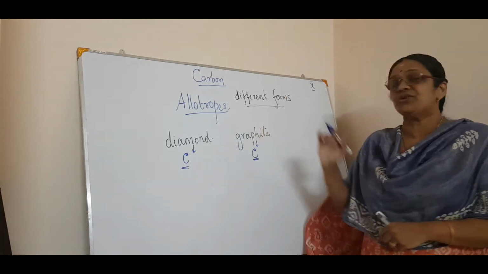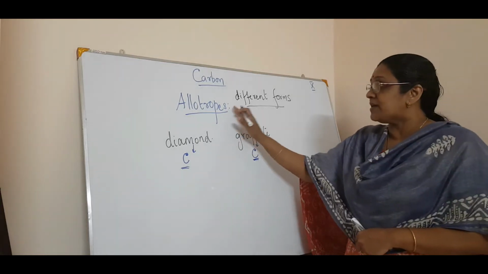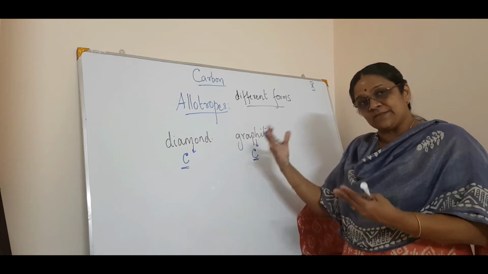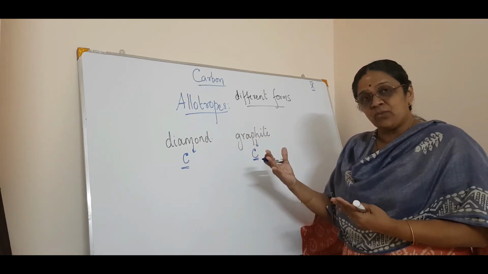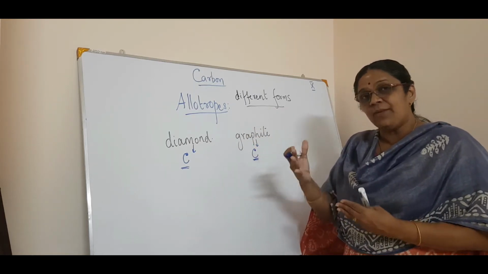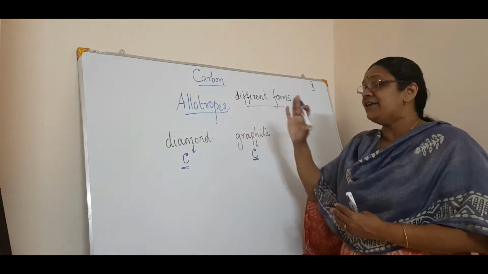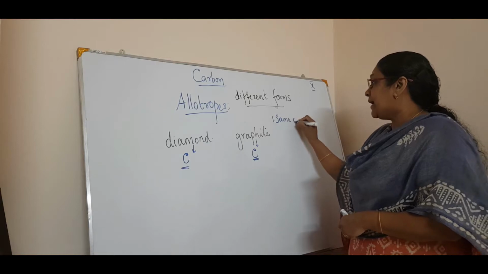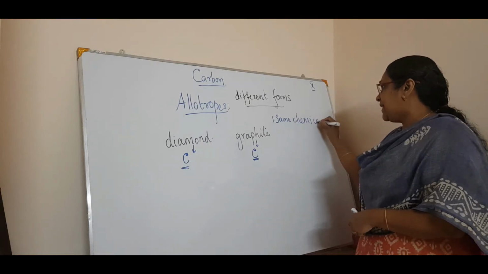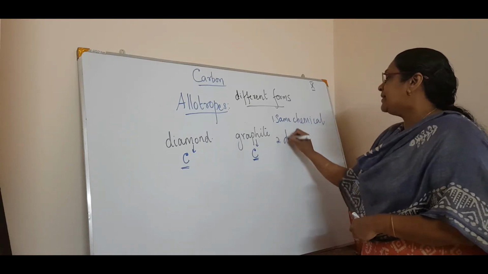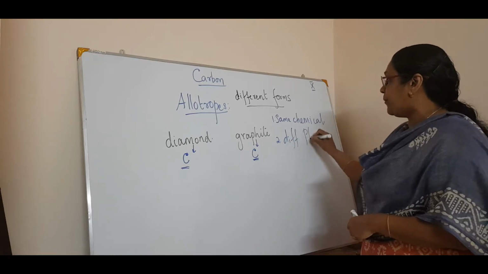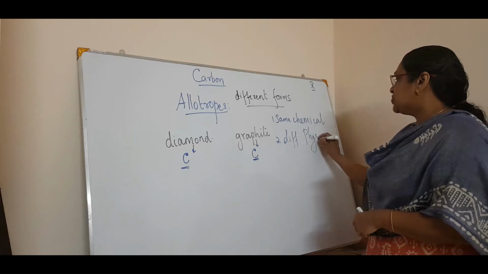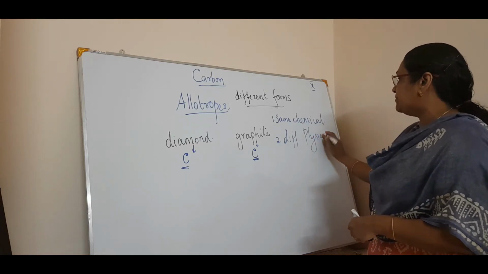So that is the definition of an allotrope. Allotropes are different forms of carbon, or different forms of substances, which have the same chemical properties but different physical properties. That is a valid point. Same chemical properties, but different physical properties. Okay, so that is called an allotrope.